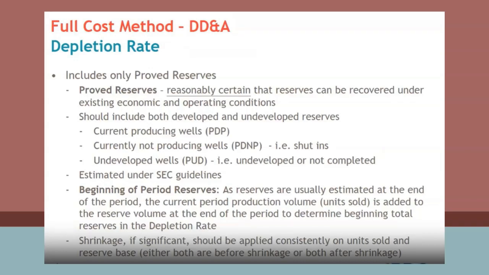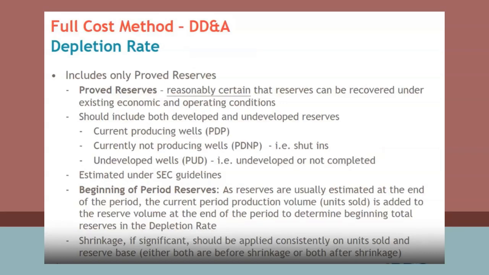Okay, the component of the depletion rate: beginning of period reserves. So reserves are usually estimated at the end of the period. The company, at the end of every year, says, all right, let's gather all of our data and let's figure out what we think our future projections starting in 2022 on are going to be. They do that every year. The current period production volume, or the units sold, is added to the reserve volume at the end of the period to determine the beginning.